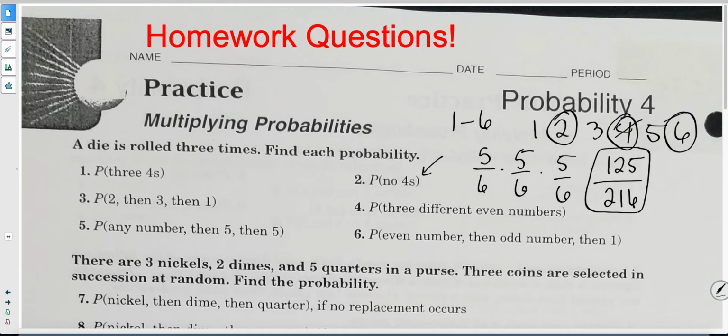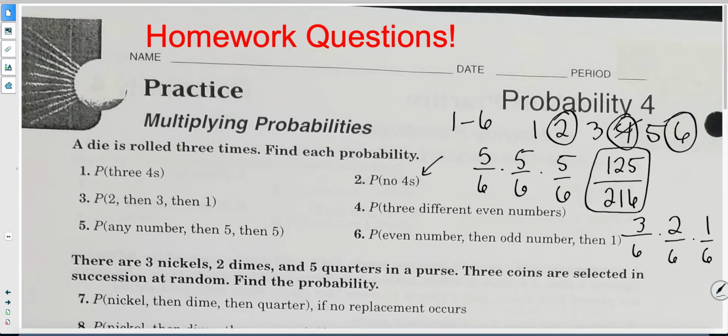For number 4, you want 3 different even numbers. So remember, we're rolling it 3 times. So to get those even numbers, that's a 2, 4, or a 6. So for the first roll, you're going to have 3 out of 6, right? And for the second roll, we're down to 2 of those even numbers because we want either a 4 or a 6. Say we got a 2 to start out with. And for the third one, we only have 1 option to get that even number.